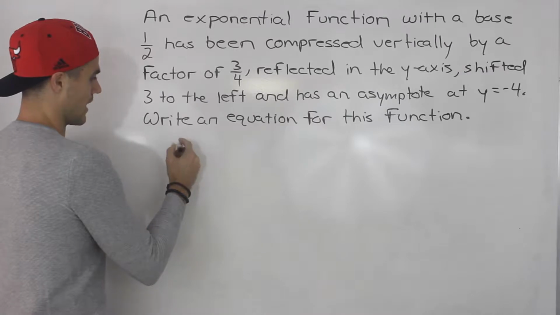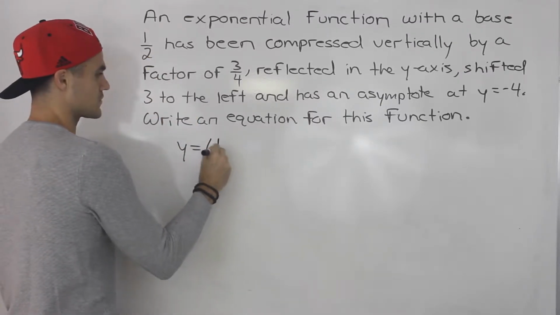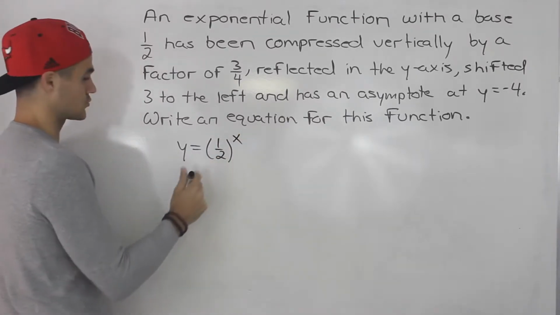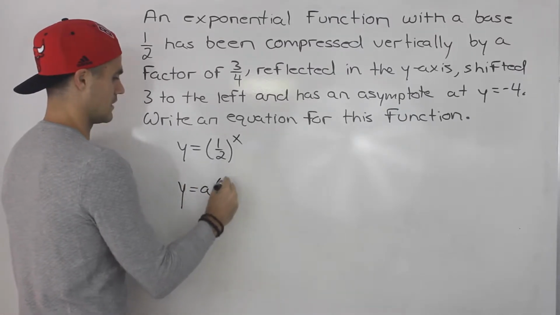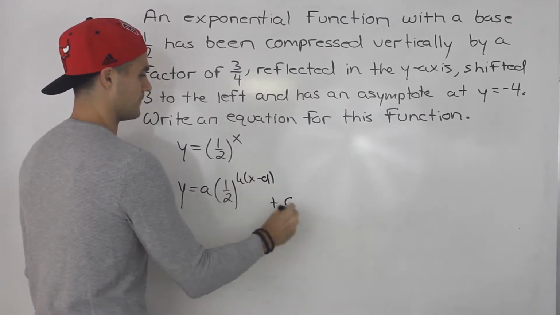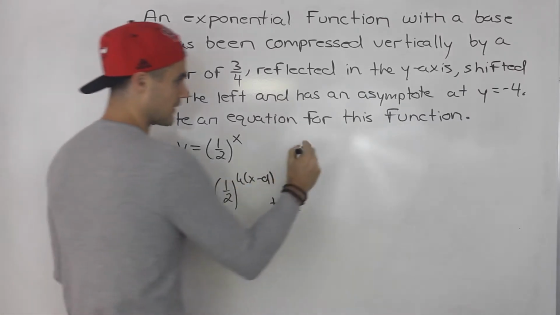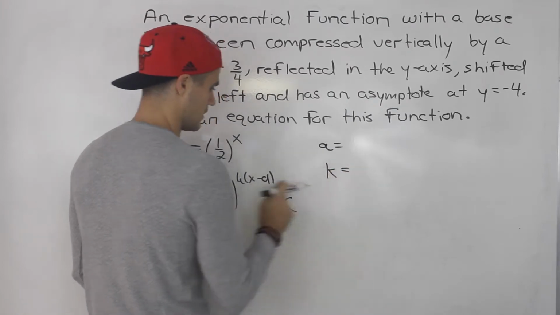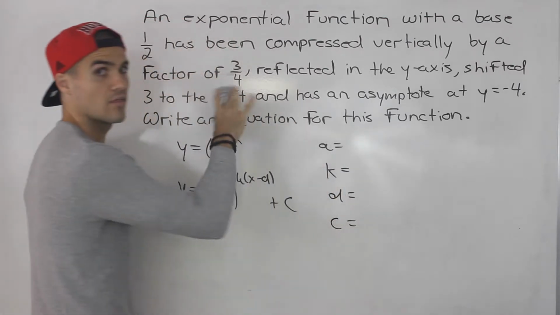So we know that our parent function we're dealing with has a base of 1/2. So it's (1/2)^x. And this is going to undergo transformations. So we know our final equation is going to be in this format right here, right? The general transformation format. So what we got to do is find out the transformation values. So the a value, the k value, the d value, and then the c value from this description.